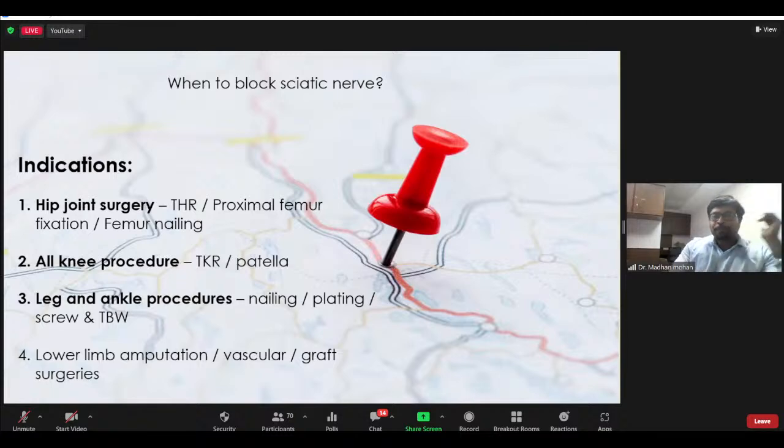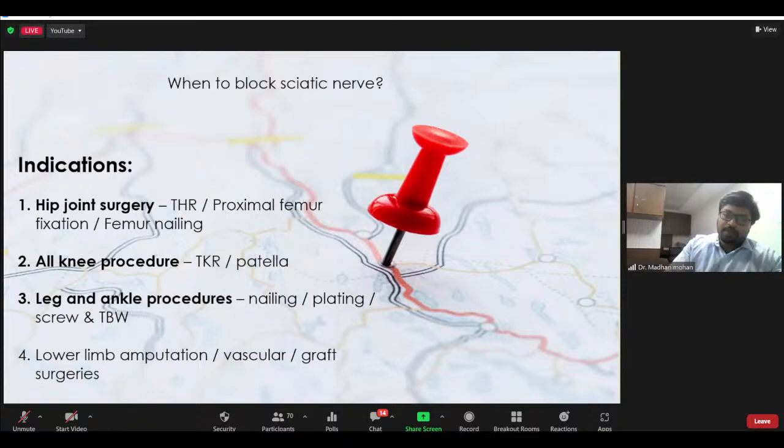Okay. So here comes the indication where we need to give a sciatic nerve block. If you take the hip joint, procedures like total hip replacement or proximal femur fixation, either a DHS or some screwing or even femur nailing, this will be the ideal block. Since the hip joint is involved, we have to block the nerve at level 1, which I have shown earlier. Sometimes even level 2 might also be helpful in the hip joint as far as the drug volume is concerned.